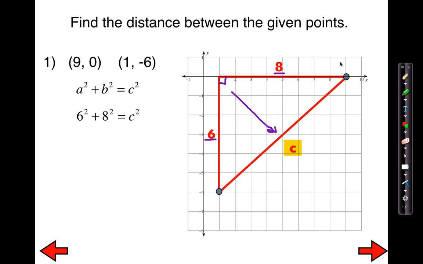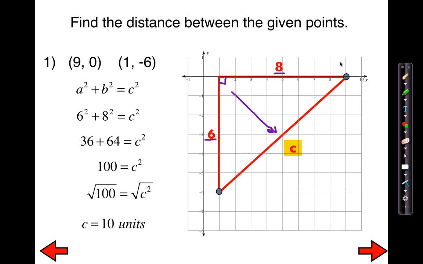I'm going to simplify what I have. 6 squared is 36, 8 squared is 64, leaving me with 100 equals c squared. I'm not quite done yet. I need to take the square root of both sides, leaving me with 10 equals c, or c equals 10 units. So what's the distance between these 2 points? I would say it is 10 units.